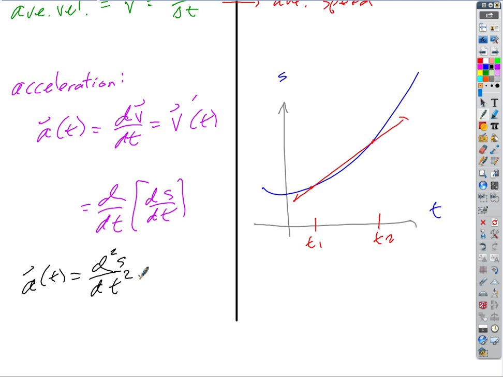Higher order derivatives, there we go. Yes, d squared s over dt squared. For a line, if we're using y's and x's, you would write it as d squared y over dx squared. That's one way to say it. A much better way would just be s double prime of t, two primes for two layers of derivatives. Okay? Make sense?